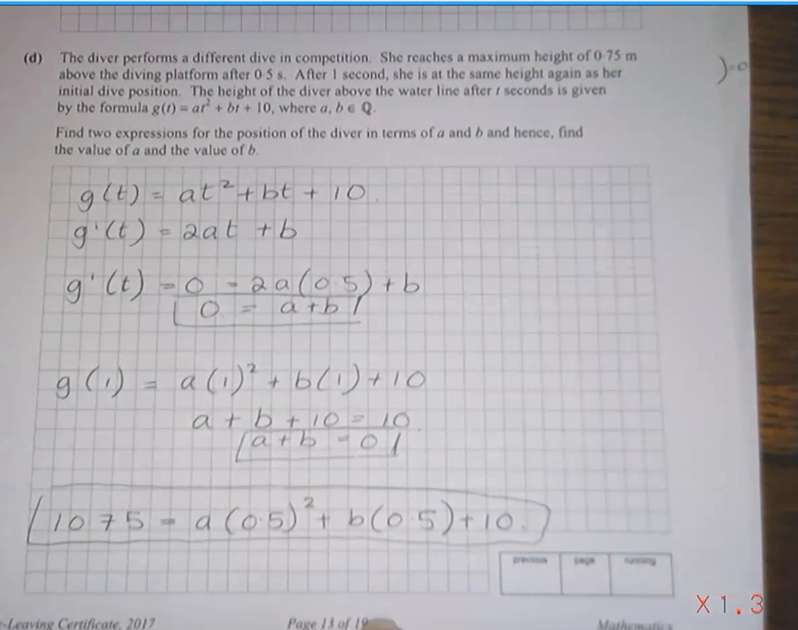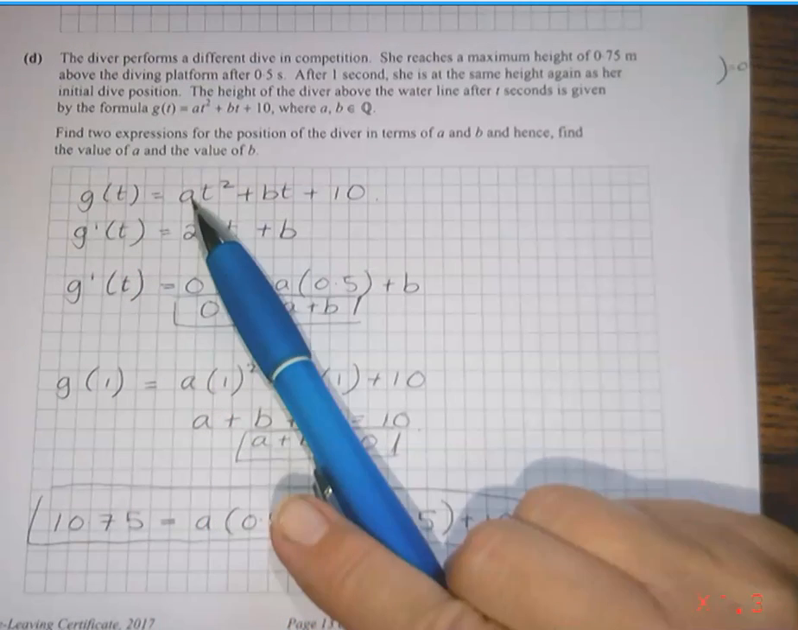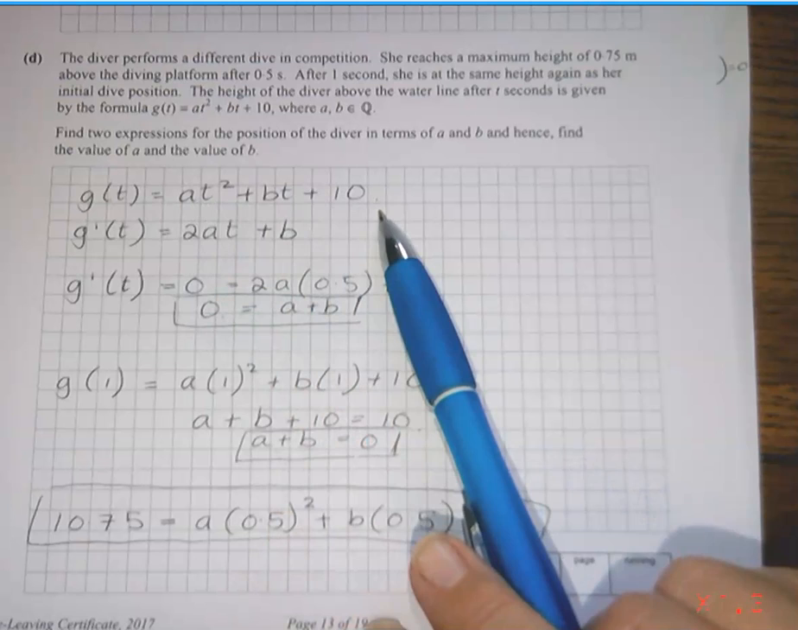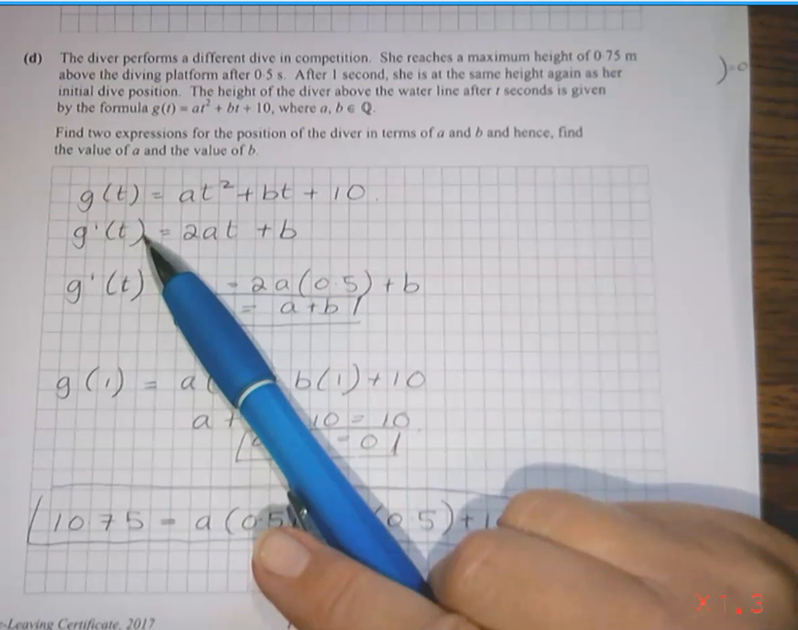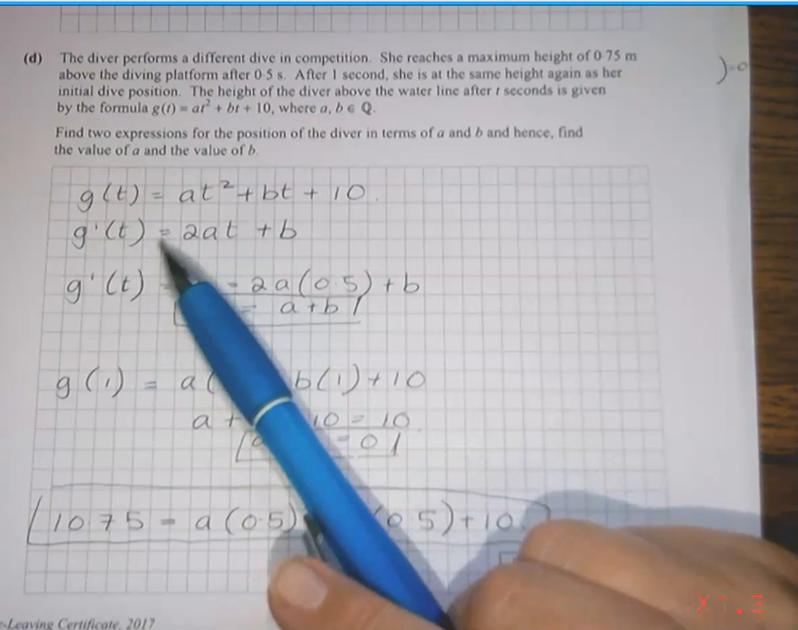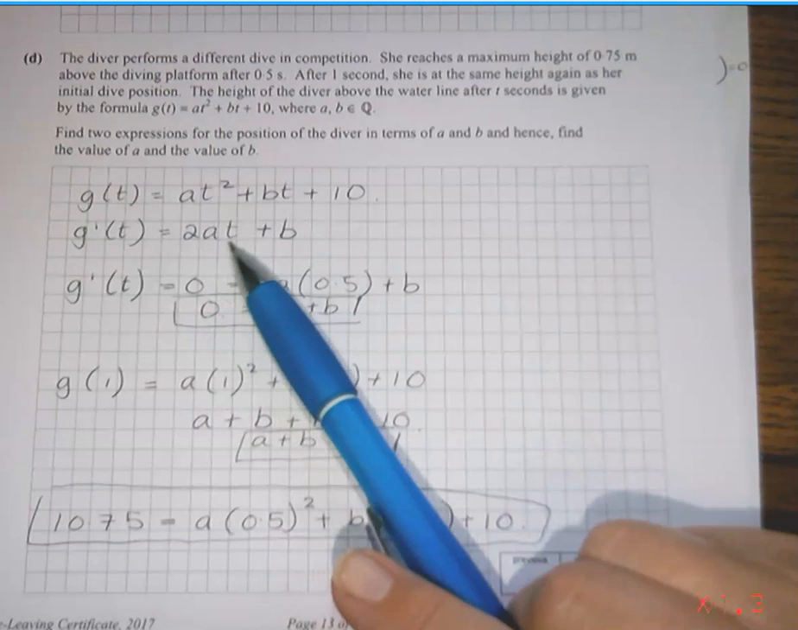Part D, it says the diver performs a different dive in a competition. She reaches a maximum height of 0.75 meters above the diving platform after half a second. So after 1 second, she's at the same height again as her initial dive. The height of the diver above the water after t seconds is given by your formula g of t. Right? Find two expressions for the position of the diver in terms of a and b, and hence find the values of a and b. So our g of t formula is at squared plus bt plus 10. If you differentiate that, so how much she's changing, it's g dash of t, which is 2at plus b.